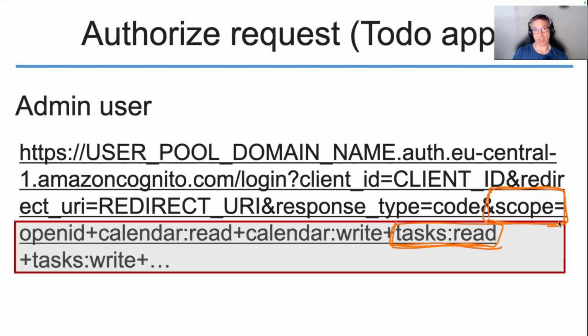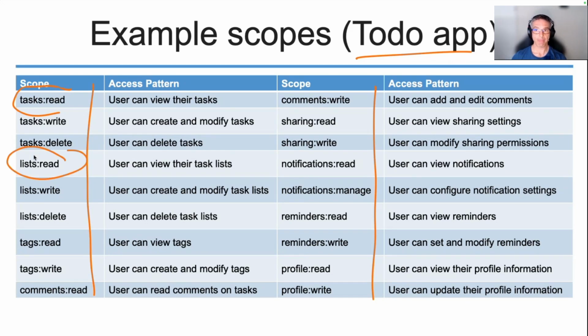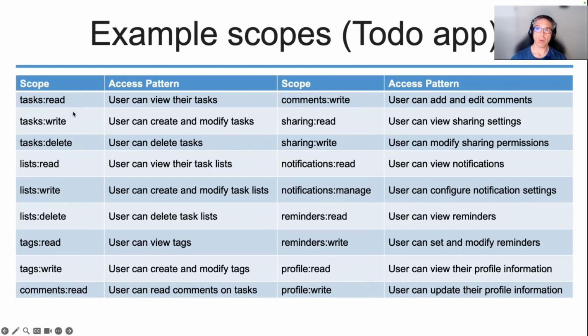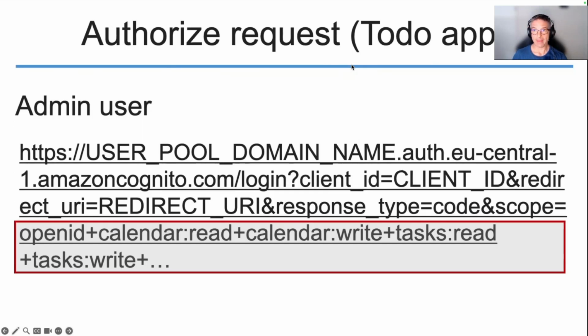Now, this is not a problem if we have like 2 scopes and 2 users. But what if we have a fancy to-do application where we have many scopes and we want Alice to have these 2 permissions, then we want Bob to have those permissions. We want our admins to have all of these permissions. So how will the front end, the client, know what to put here in the request?